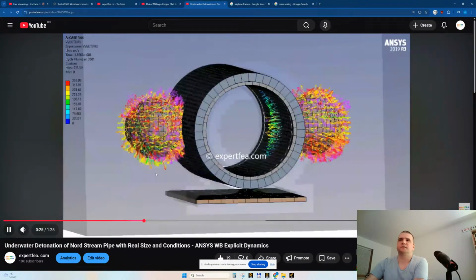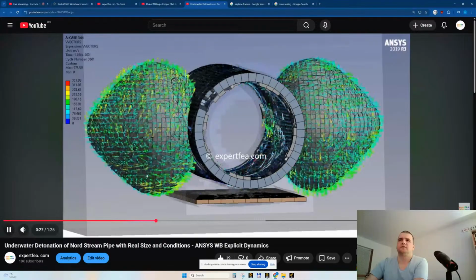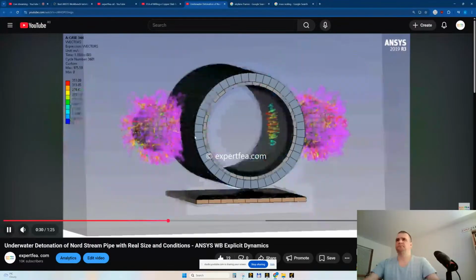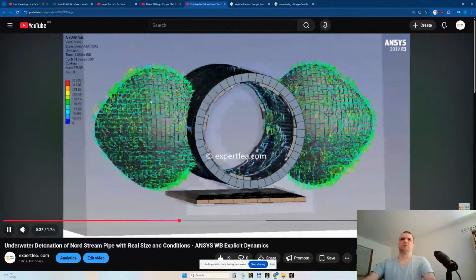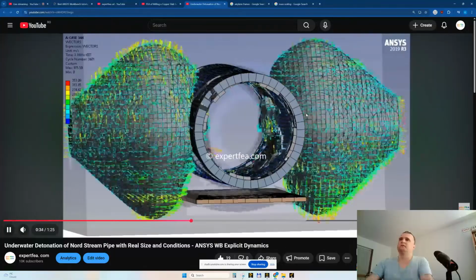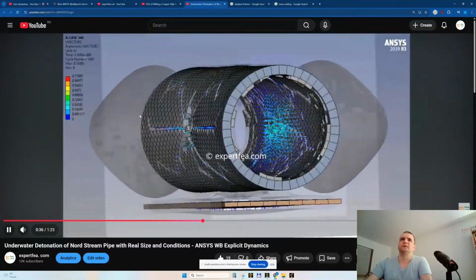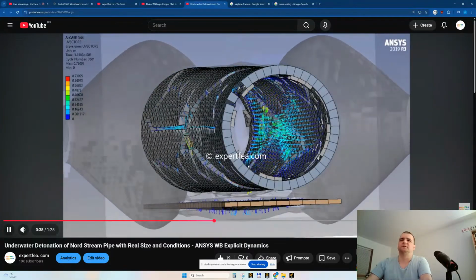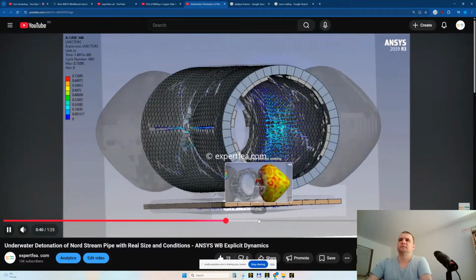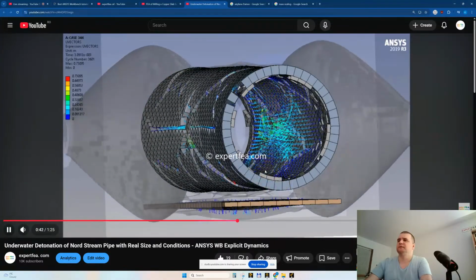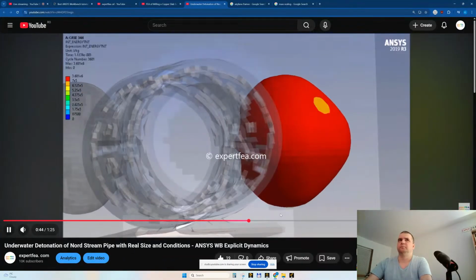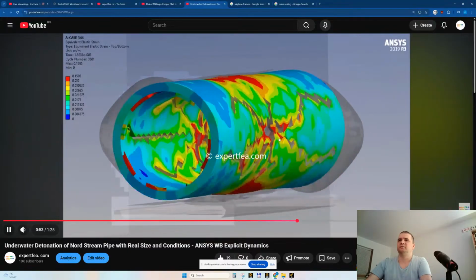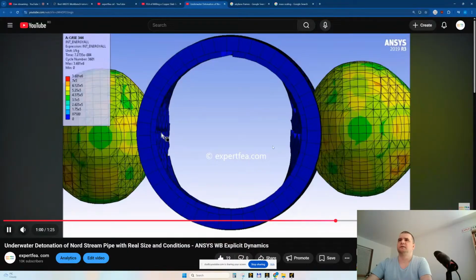It's very complex. I'm sorry for the resolution. This is the problem when showing vectors in ANSYS Workbench animations. Otherwise, it works. It's nice.